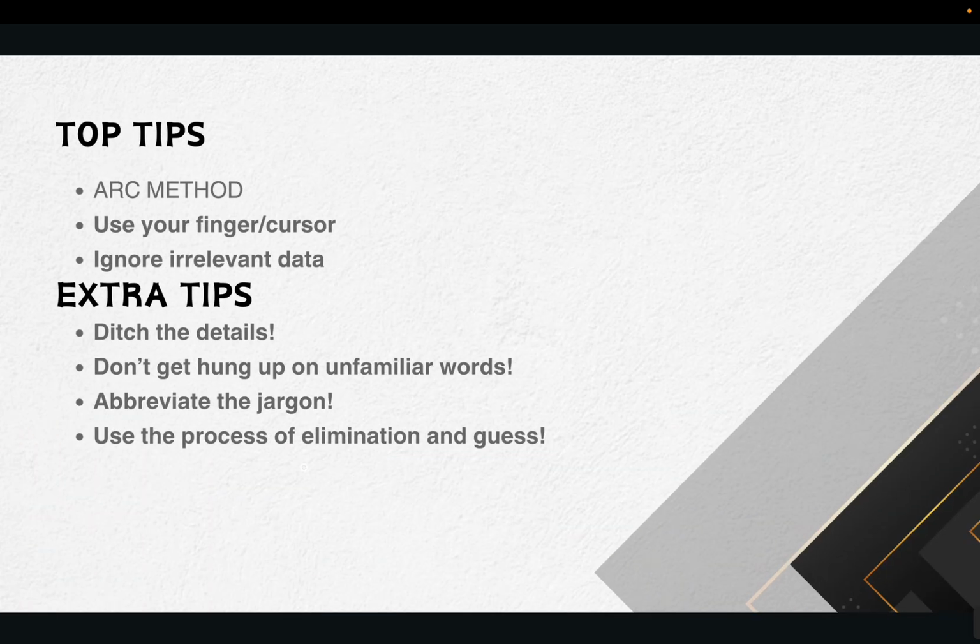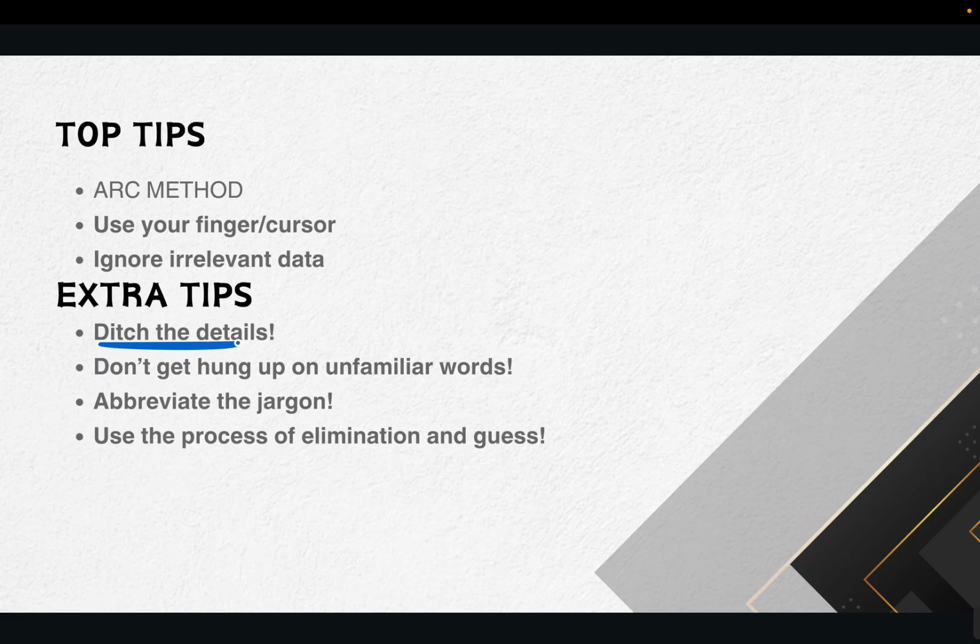Top tips are to use our finger or cursor on our device to not mistake what's given and what will be answered, and to ignore the data that are not important. Extra tip: we should ditch the details. There are so many details on the SAT that just make us think the question is very complex, and make us unable to choose the right option. But we should ditch all the details and focus specifically on the last sentence at all costs.